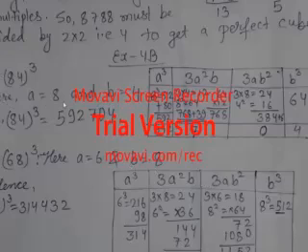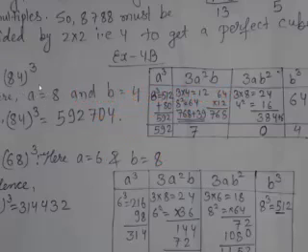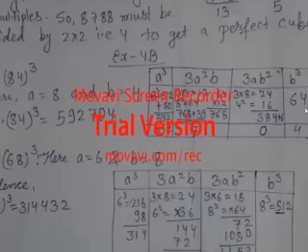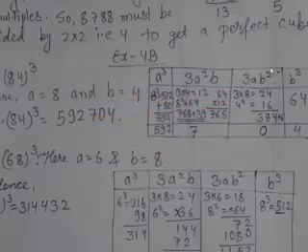Here you can see a is equal to 8, the tens digit, and b is equal to 4. So I had written a cube, 3a square b, 3ab square, and b cube. b cube means 4 cube, that is 4 into 4 into 4. 4 sixes are 16 and 16 fours are 64. So I have written 64, and the remaining 6 will be carried over to 3ab square.